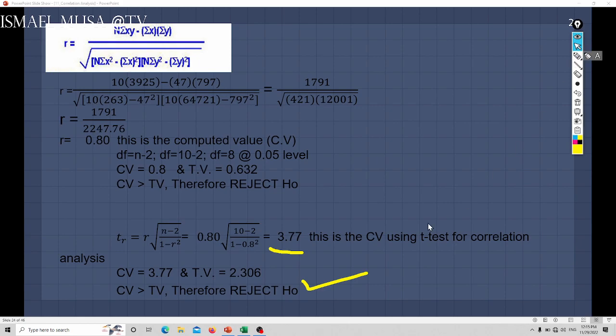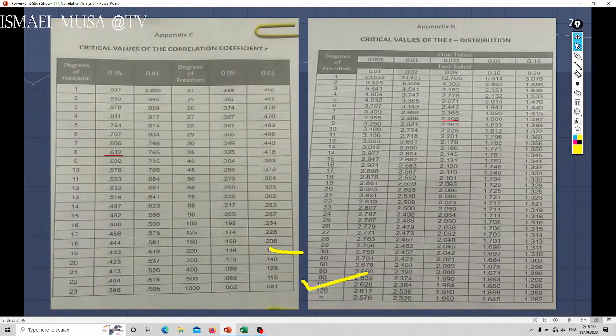Okay? Any questions so far? None? Let's proceed further. So, this is what I'm trying to drive at, class. The next step is to determine your critical values or tabular values. You have there degree of freedom 8 and an alpha level, so 2.30. Degree of freedom 8, then you have alpha level 0.632. Okay, any question? Very good, if there is none. We can proceed.